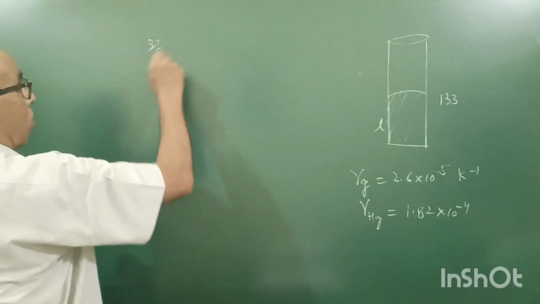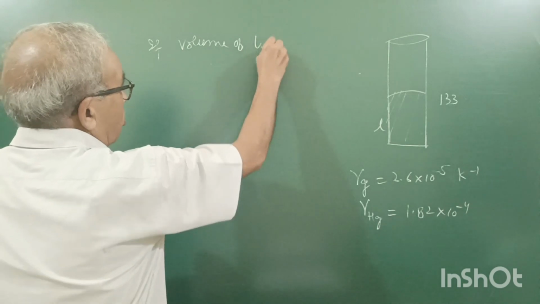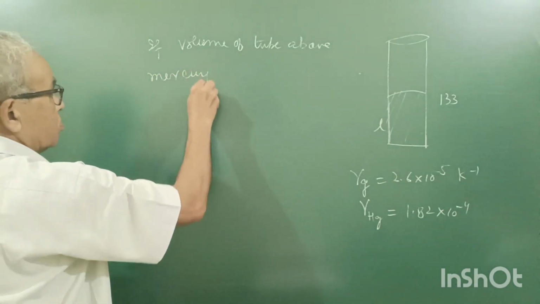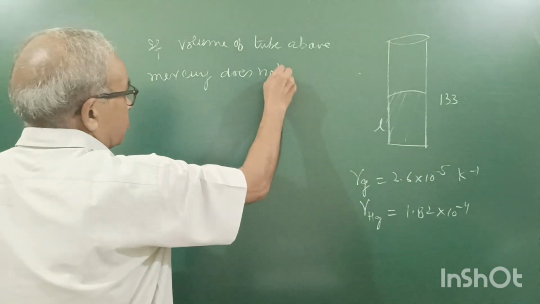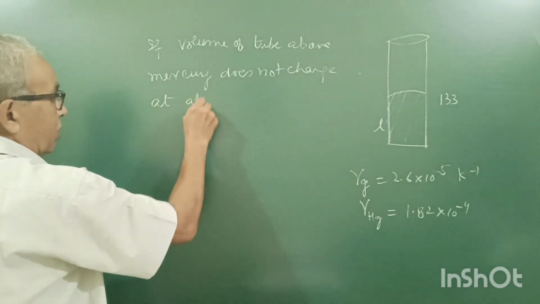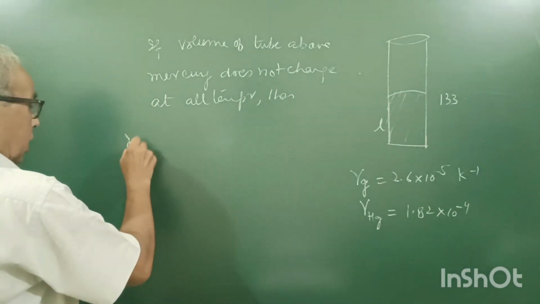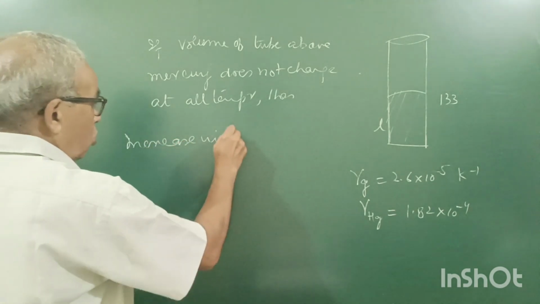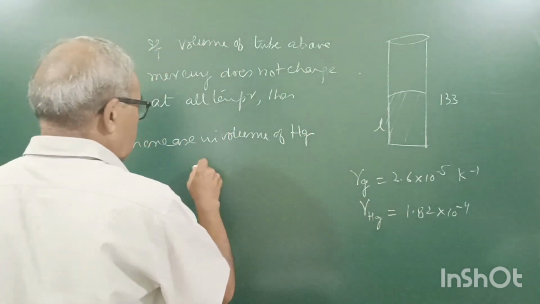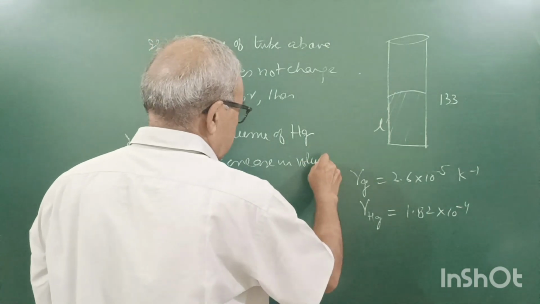If the volume of the tube above the mercury does not change at all temperatures, then the increase in volume of mercury is equal to the increase in volume of the tube.